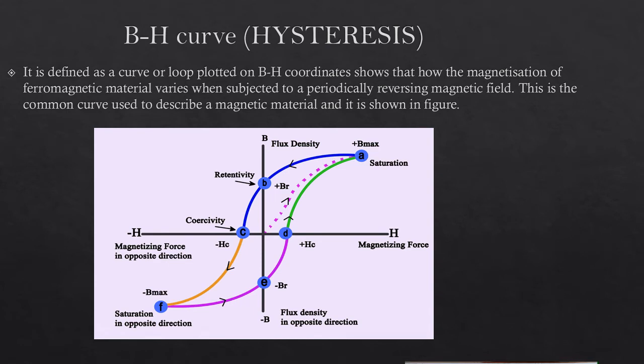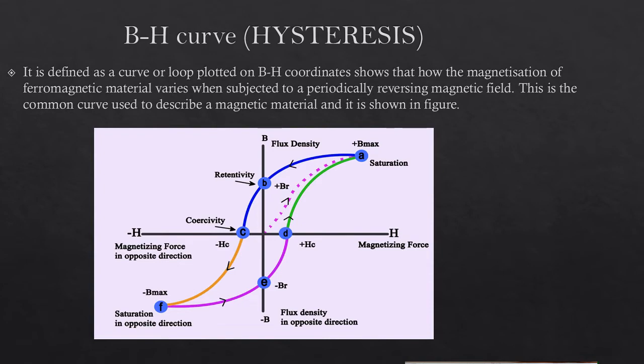Hysteresis is defined as the loop or curve plotted on BH coordinates, which shows how the magnetization of a ferromagnetic material varies when the material is subjected to periodical reversal of magnetization. That means when we are increasing and decreasing the positive and negative magnetic field on the material. That can be seen in the process step by step.